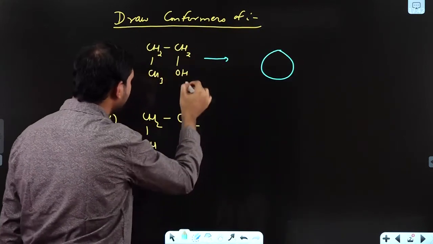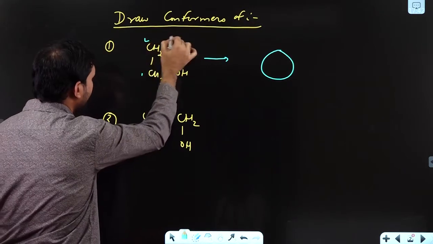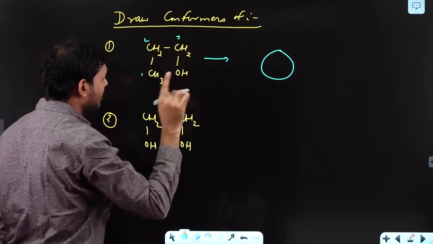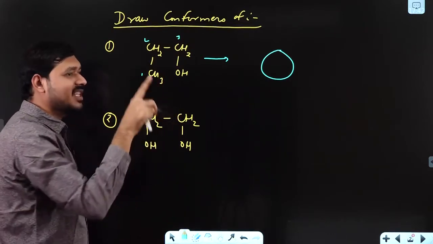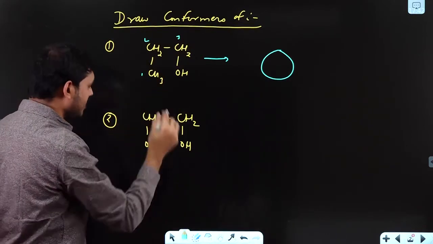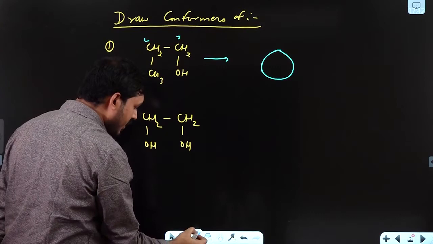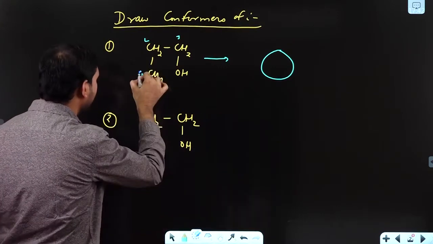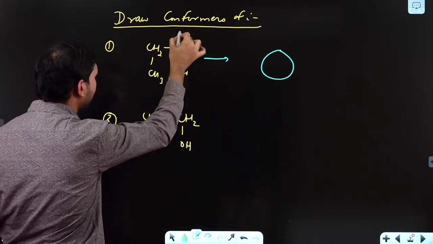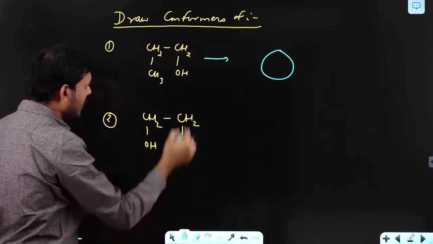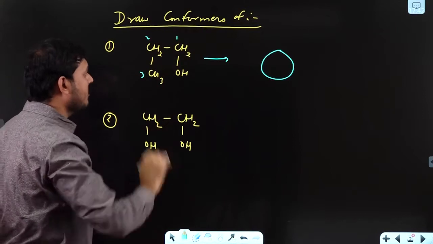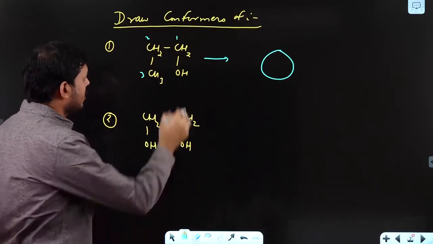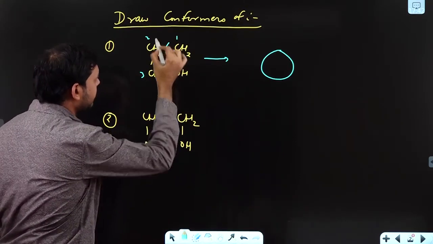For this question you can see there are 1, 2, 3 carbons. The first question is, we have to draw the conformer of this compound with respect to which carbon? As per IUPAC numbering it has 1, 2, 3, so it is actually propanol. So you have to draw across C1 C2.